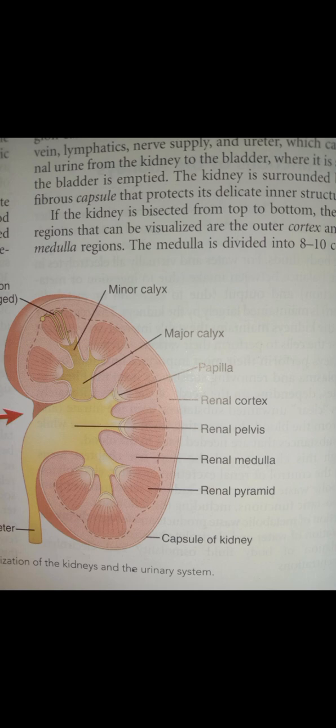That initial region is called the hilum, through which pass the renal artery and vein, lymphatics, nerve supply, and ureter, which carries the final urine from the kidney to the bladder.